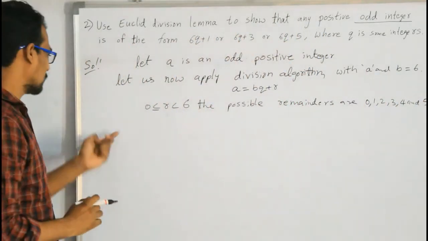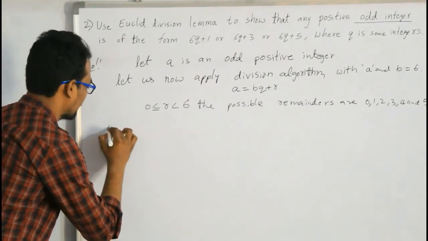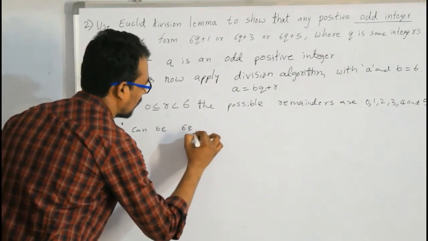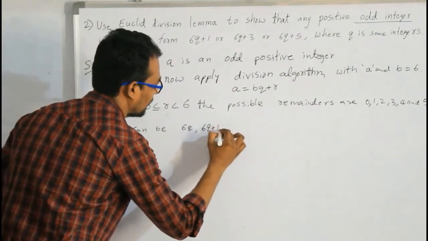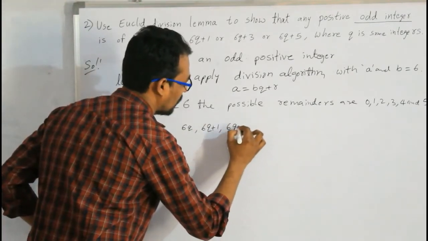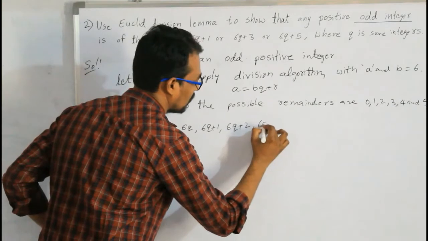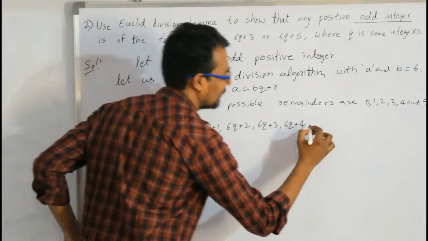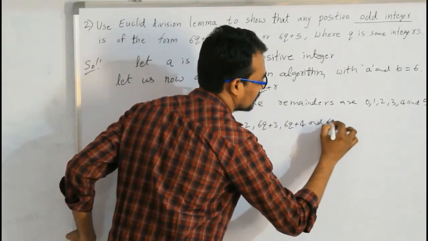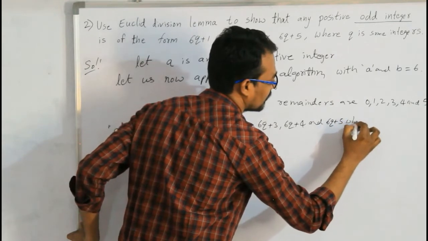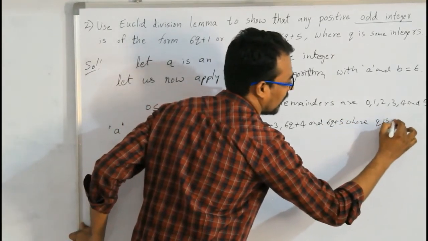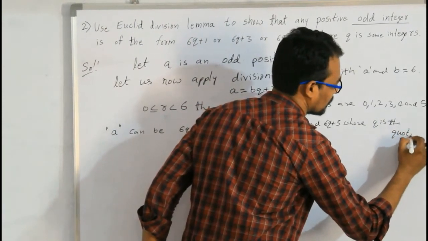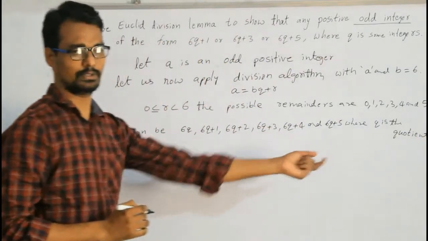Do you understand? So let a be 6q, 6q + 1, 6q + 2, 6q + 3, 6q + 4 and 6q + 5, where q is the quotient.